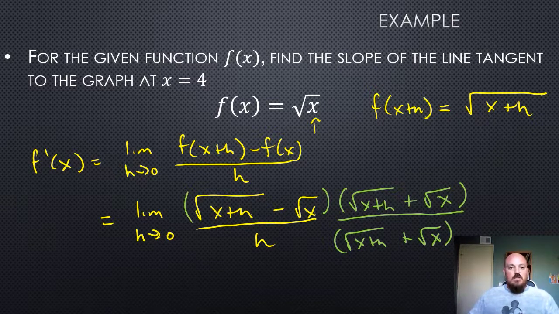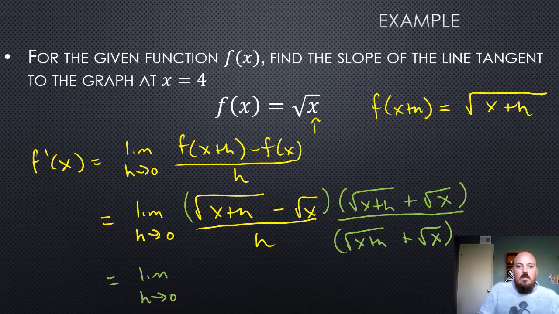And when you multiply the conjugates on top, remember, we have a little shortcut. It just ends up being the first thing squared minus the second thing squared. So this one squared, when you square a square root, it cancels. So we'll just have x plus h. Minus this one squared, same thing. Square and square root cancel, and it just leaves x.